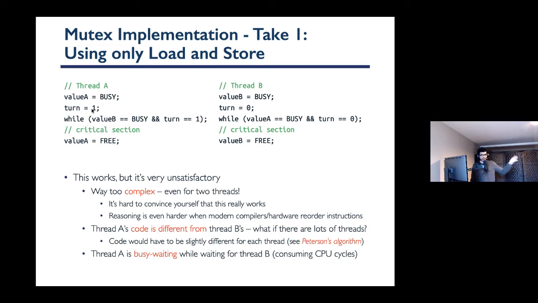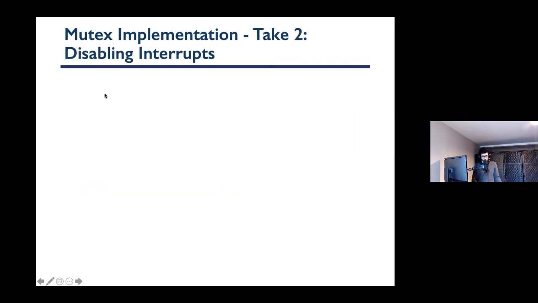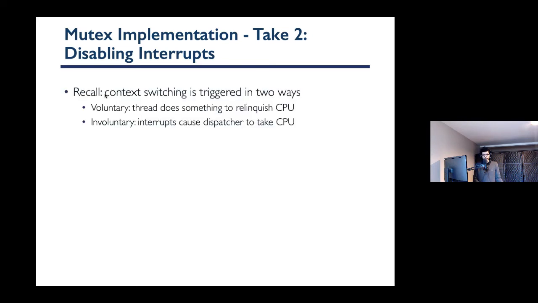So we prefer the second implementation to this implementation, because this is wasteful. Basically, A is using CPU cycles and not doing anything. So let's improve this. Let's see what else we can do. What are other implementations of Mutex?